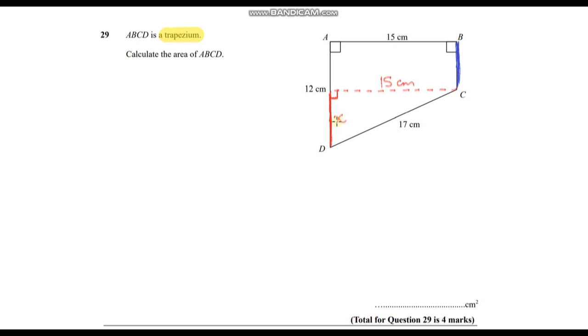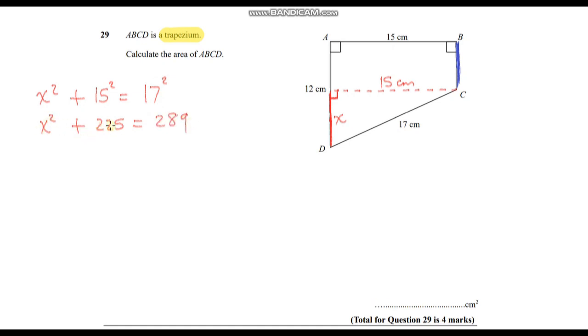Let's just label it x for now. So we're going to use Pythagoras' theorem. So Pythagoras' theorem states that x squared plus this squared, so 15 squared, is equal to our hypotenuse squared. So we square both of the shorter sides, add them together, and that is equal to the hypotenuse squared. So what is 15 squared and 17 squared? So we've got x squared plus this. Well, 15 squared is 225, and 17 squared is 289.